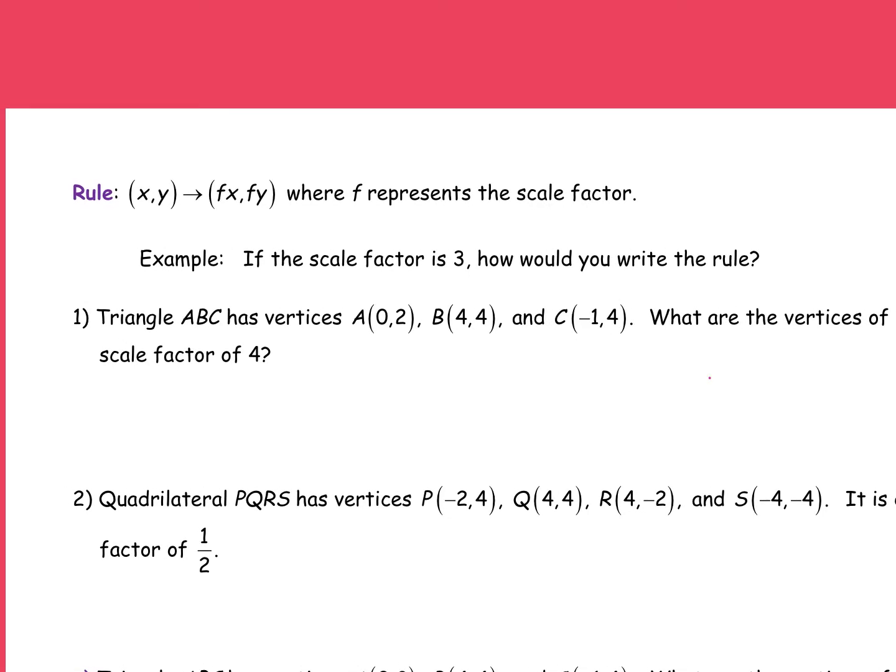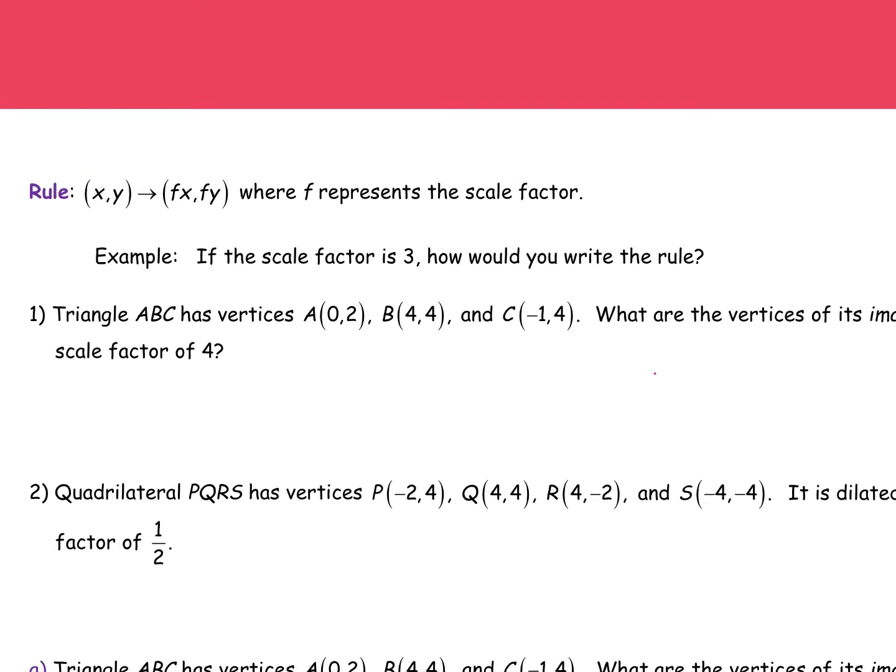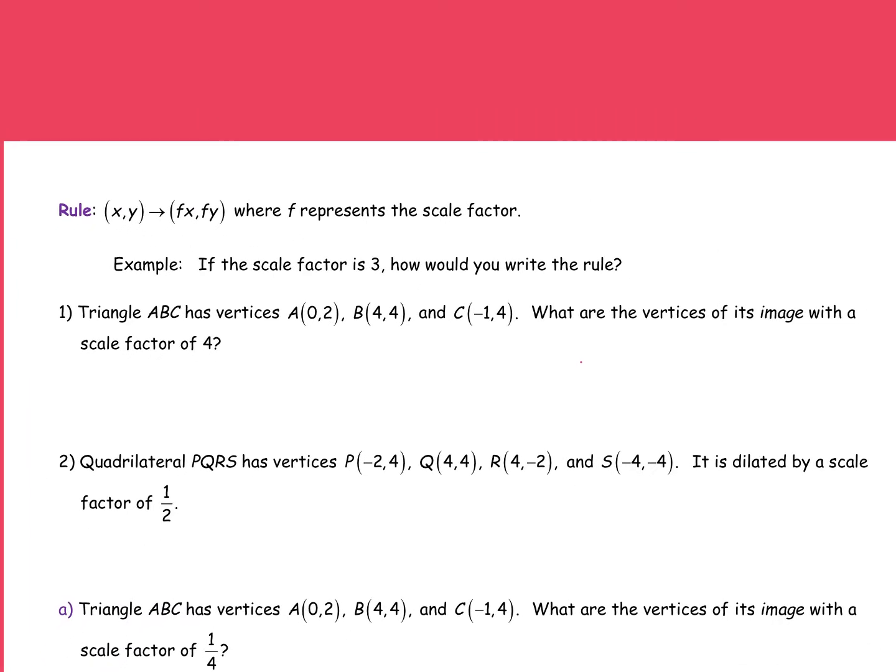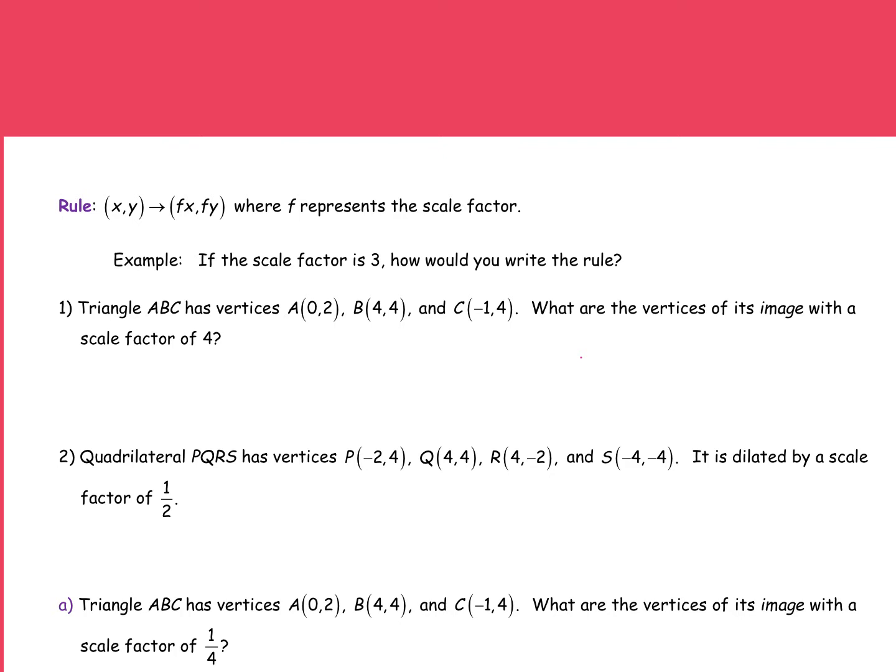So if my example, I didn't leave myself very much room in there. If the scale factor is 3, how would I write the rule? Well, my rule would become, I can write it down here. My rule would become (x, y) becomes (3x, 3y). And that's all I'm going to do. That's how you write the rule.